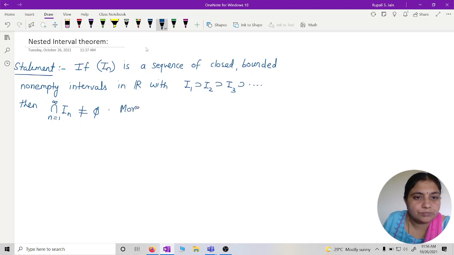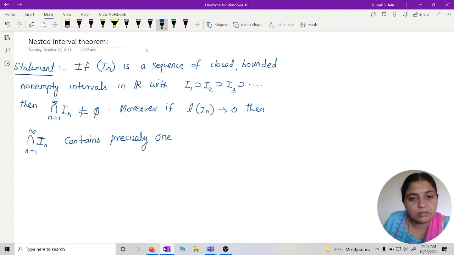Moreover, if the length of In tends to 0, then the intersection n equal to 1 to infinity, In contains precisely, or exactly, one element.